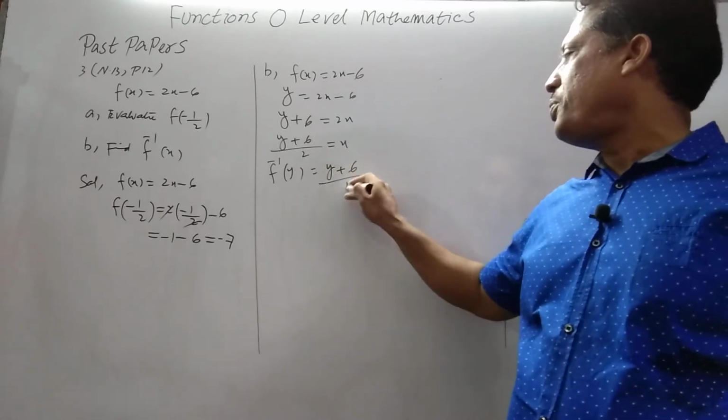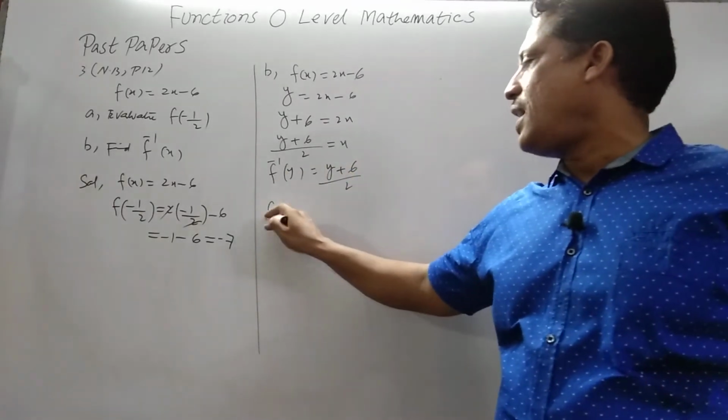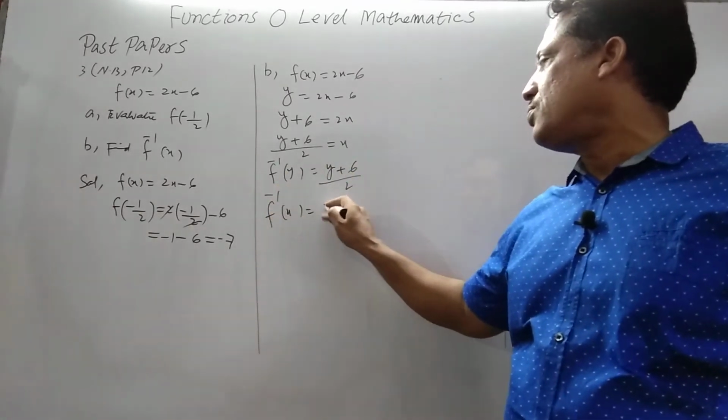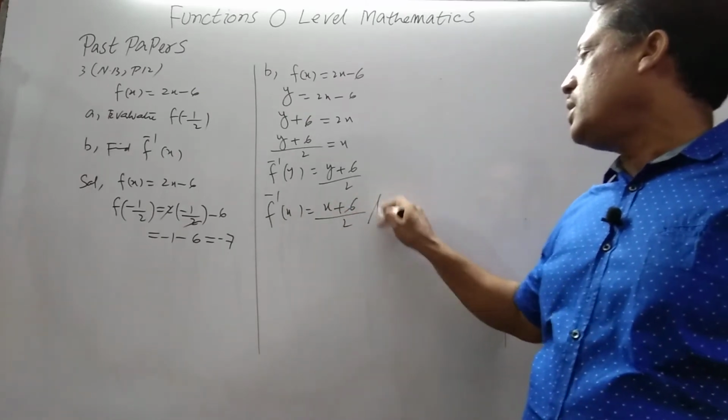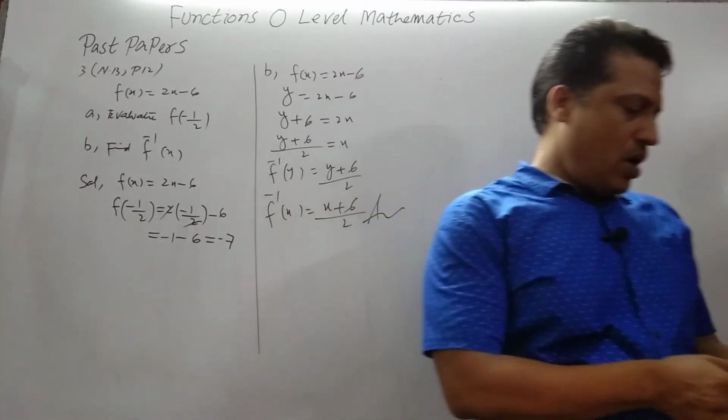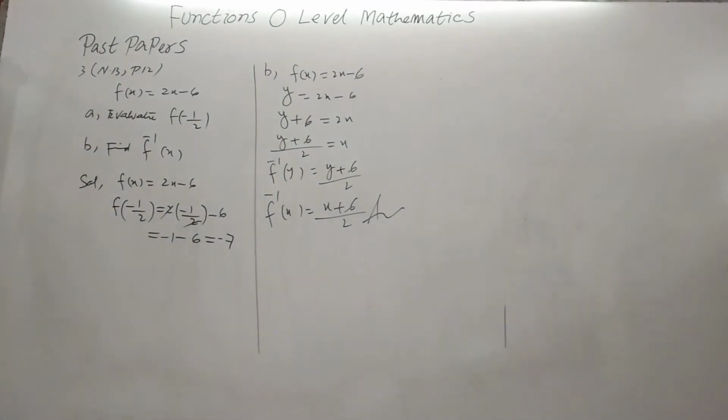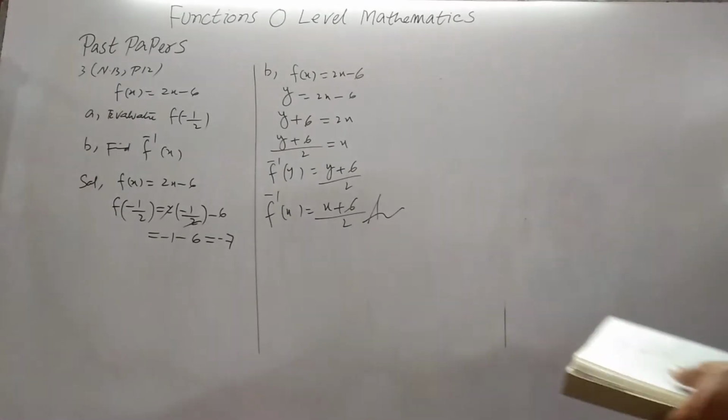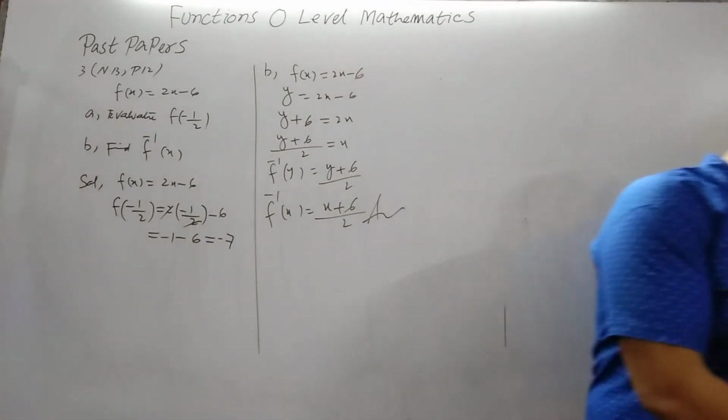y plus 6 upon 2. Then replace y by x. f inverse x is equal to (x plus 6) upon 2. This is the final answer. Hope you understand how we get the answer of f inverse x. Move to the next question. What is the next question?